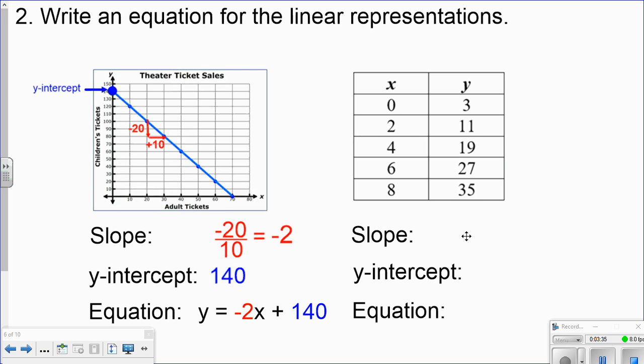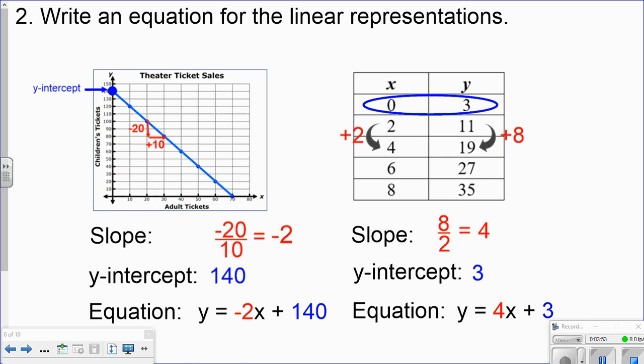In the table, first thing I have to do is find that slope, so the change in y over the change in x, so 8 over 2, which is 4. Then I need the y-intercept, which is where x is equal to 0. And then we write our equation, y equals 4x plus 3.